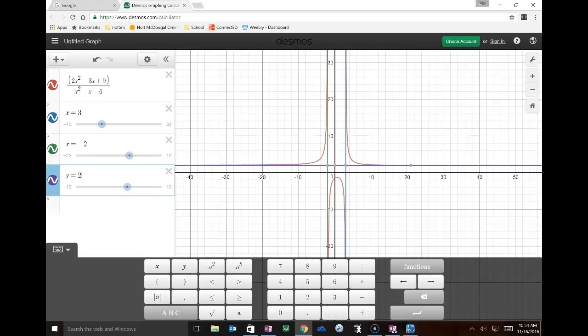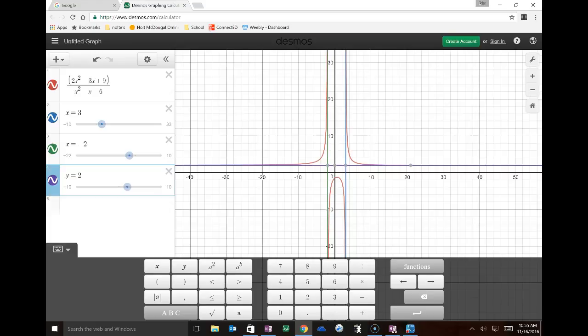Remember that it only describes the end behavior. You get to use a calculator to figure that out. The only way you can figure it out without a calculator is by using calculus. And we are not going to do that in this class.